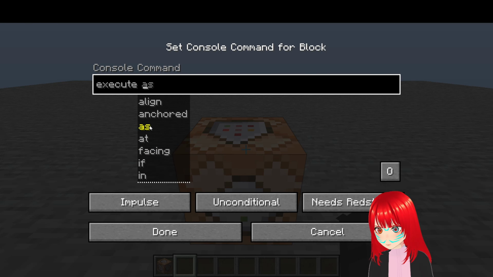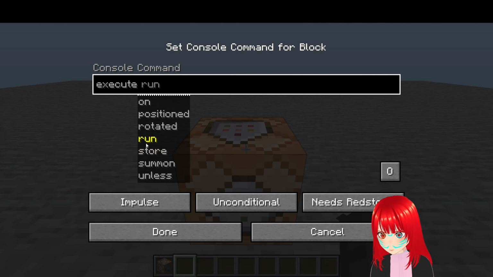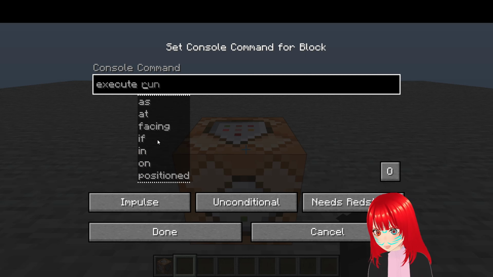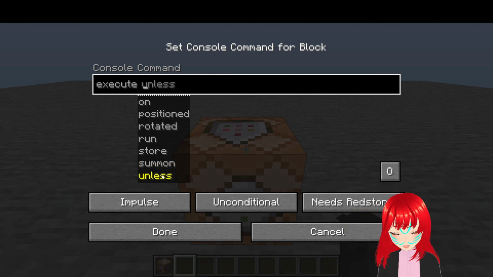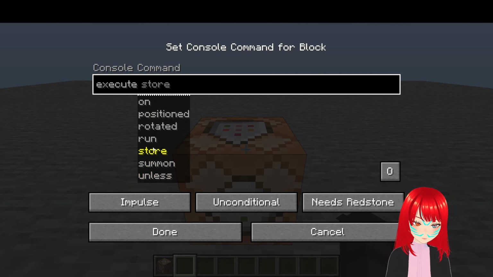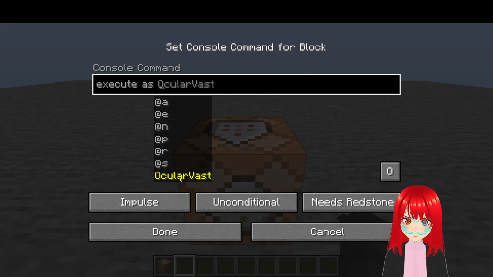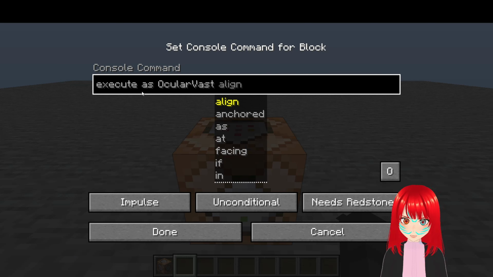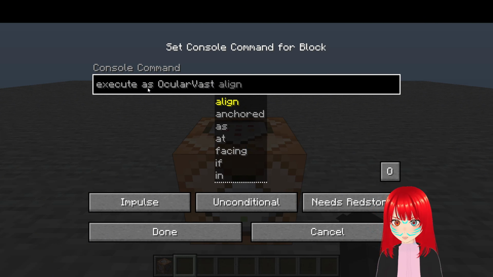So there's basic ones such as at, as, and if. These are the most used ones, I would say. There's also unless. That's like the else statement, kinda. As, and then you put your name. This itself will tell you who's running the command. It'd be like as if they were typing it in chat.